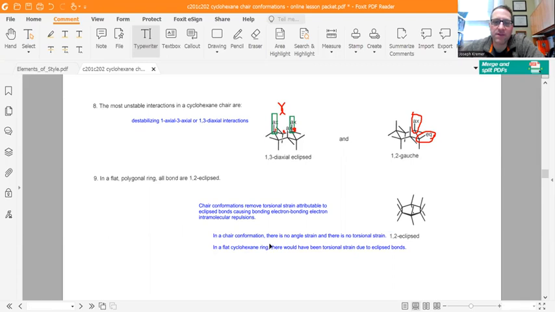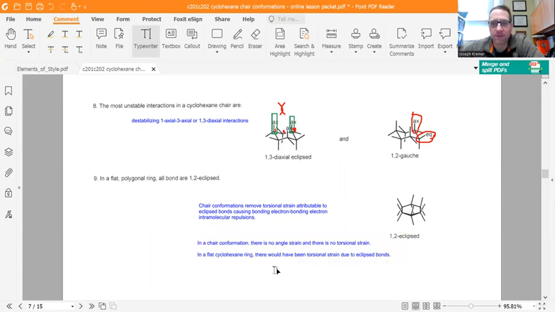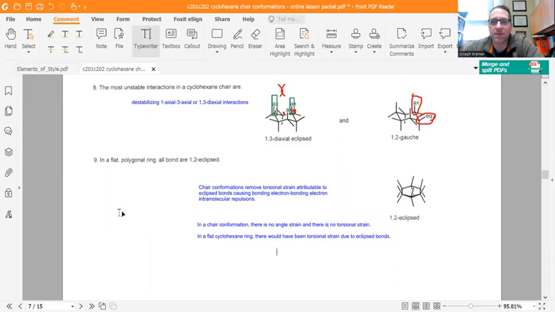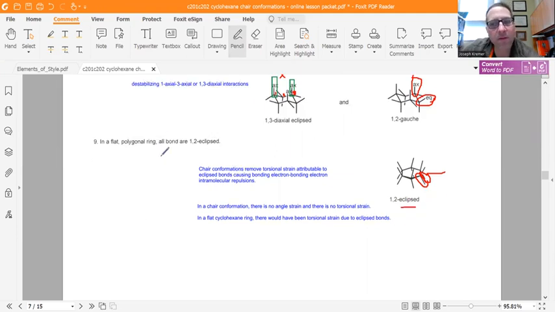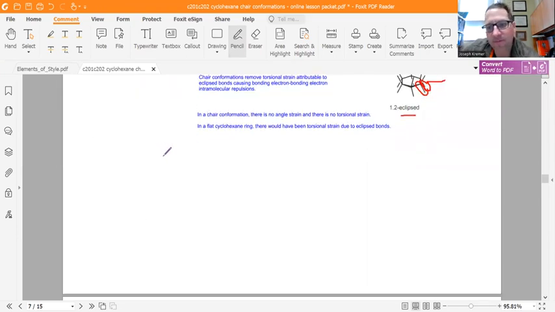The information is in the geometry, how they make them at the factory, chair conformations. So this was an edge-on view if all bonds are eclipsed. And believe me, this took me some time to draw in ChemDraw. And if you did the ChemDraw assignment, maybe you know what I'm talking about. These bonds are eclipsed, 1, 2 eclipsed. In a flat polygonal ring, all bonds are eclipsed.